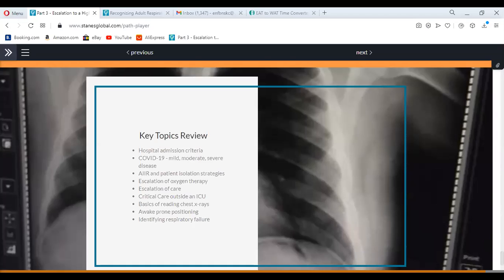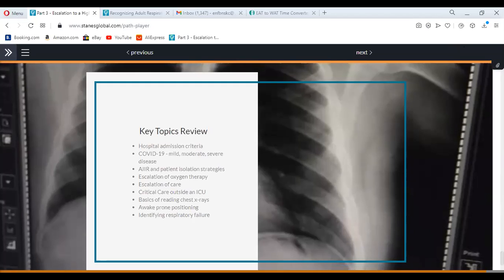Then we've emphasized awake prone positioning to improve recruitment of alveoli to improve oxygenation. Because with COVID-19, we know that there is de-recruitment. It starts a vicious cycle, and then the patient continues to deteriorate, and finally succumbs. And then we need to be able to identify when a patient is in respiratory failure. So broadly, these are the topics that we should keep reviewing in this session.